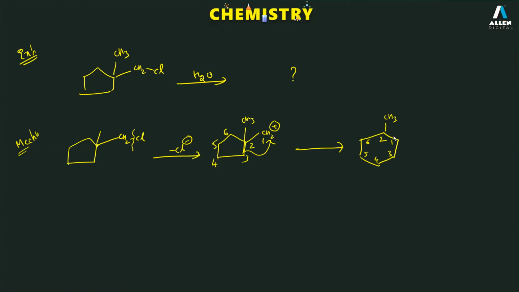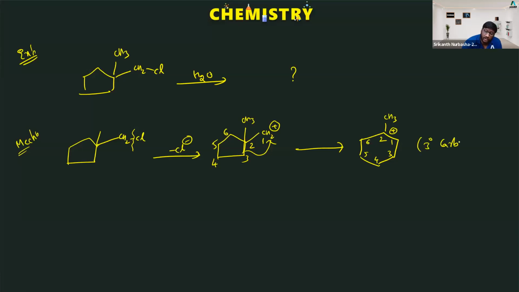Second carbon, because that has seen the net loss in electron density. Very good. What type of carbocation is this? It is already a 3-degree carbocation, which is a more stable carbocation. So now what happens? H2O comes into the picture.